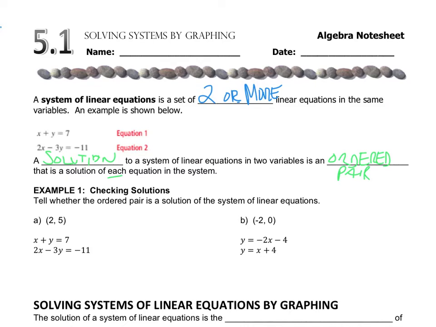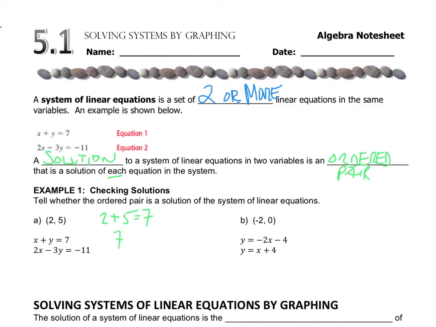First, checking solutions. Tell whether the ordered pair is a solution to the system or not. Here we have the system that we just showed above, x plus y equals 7, 2x minus 3y equals negative 11. And we think the ordered pair that's the solution is (2, 5). So how would I know? Well, the first step would be this: I would take the 2 and the 5 and plug them into that first equation, and I check to see if it works.